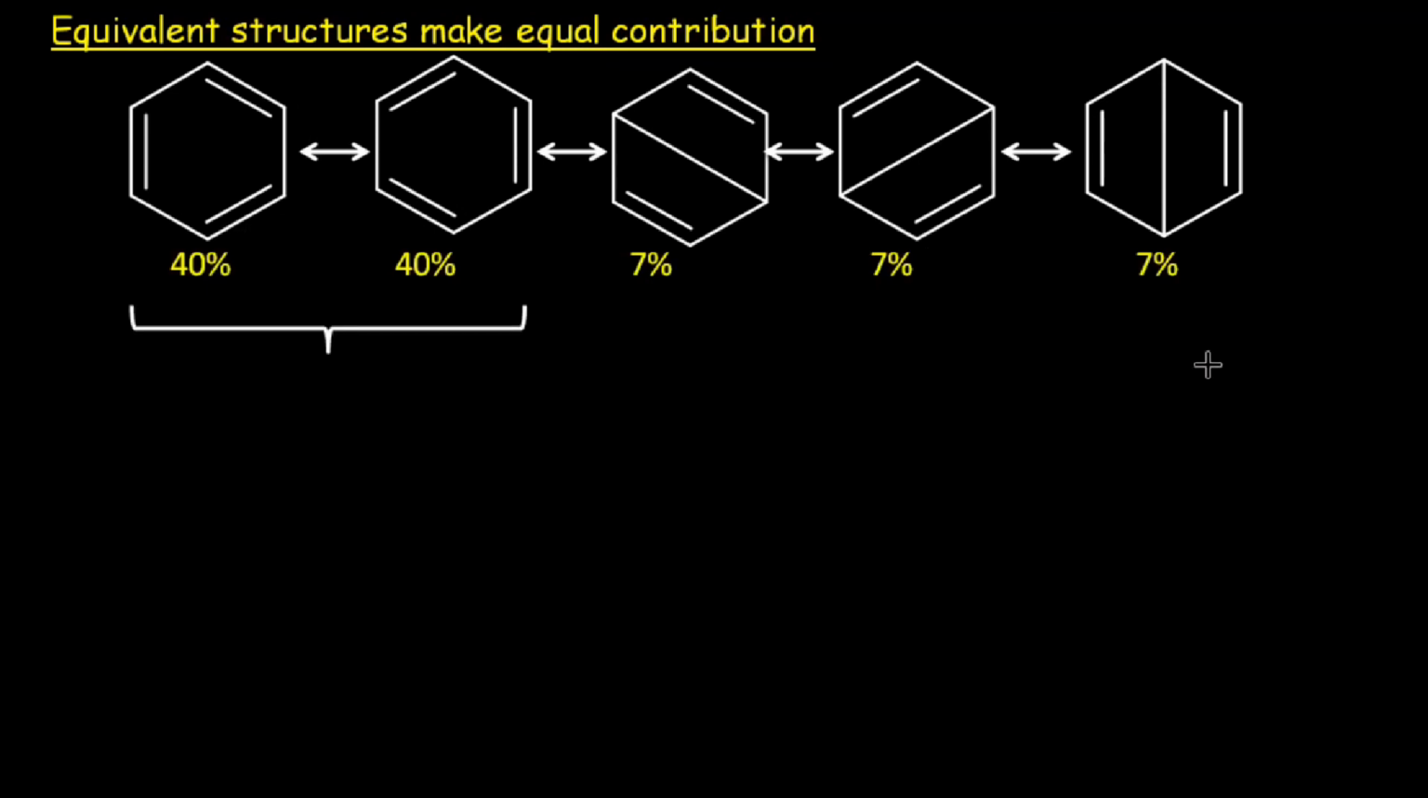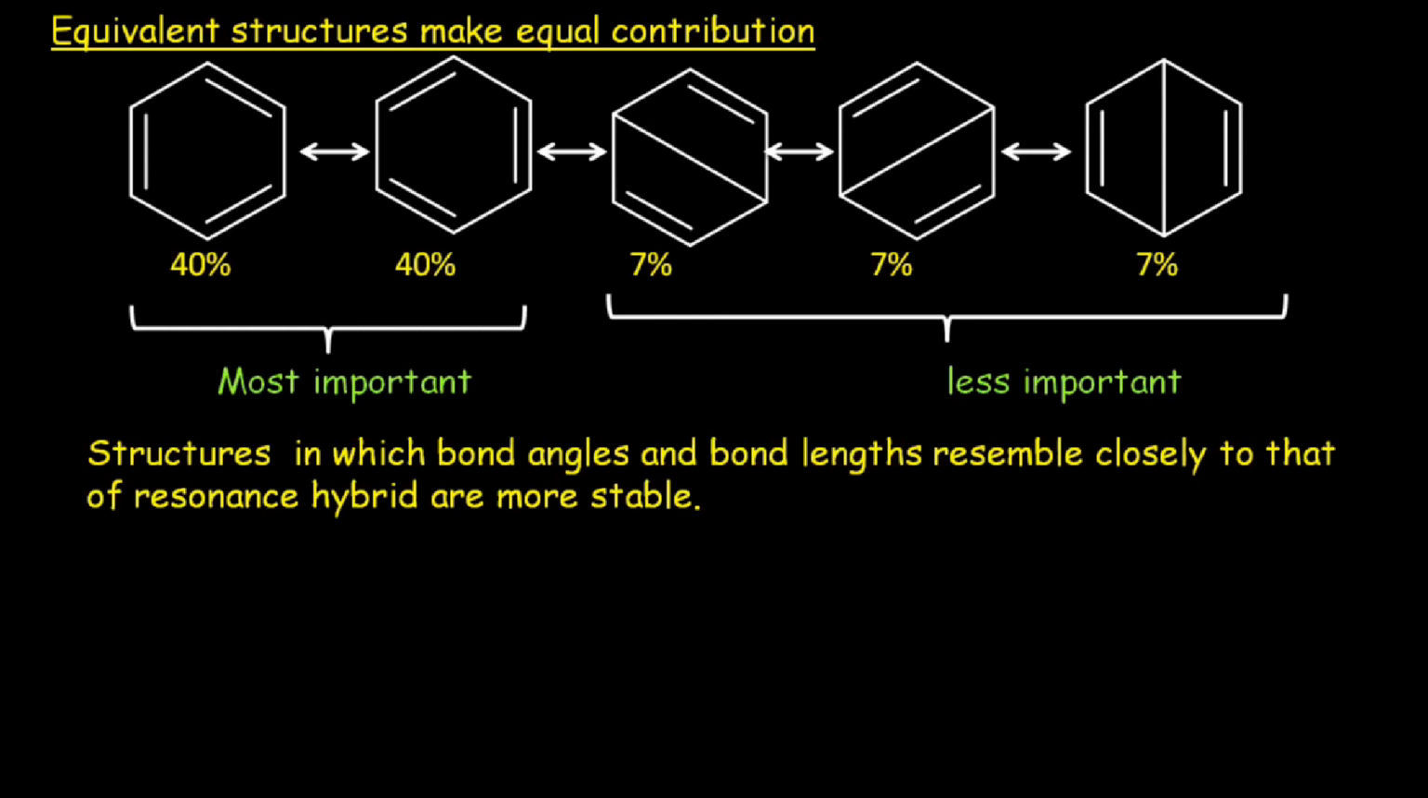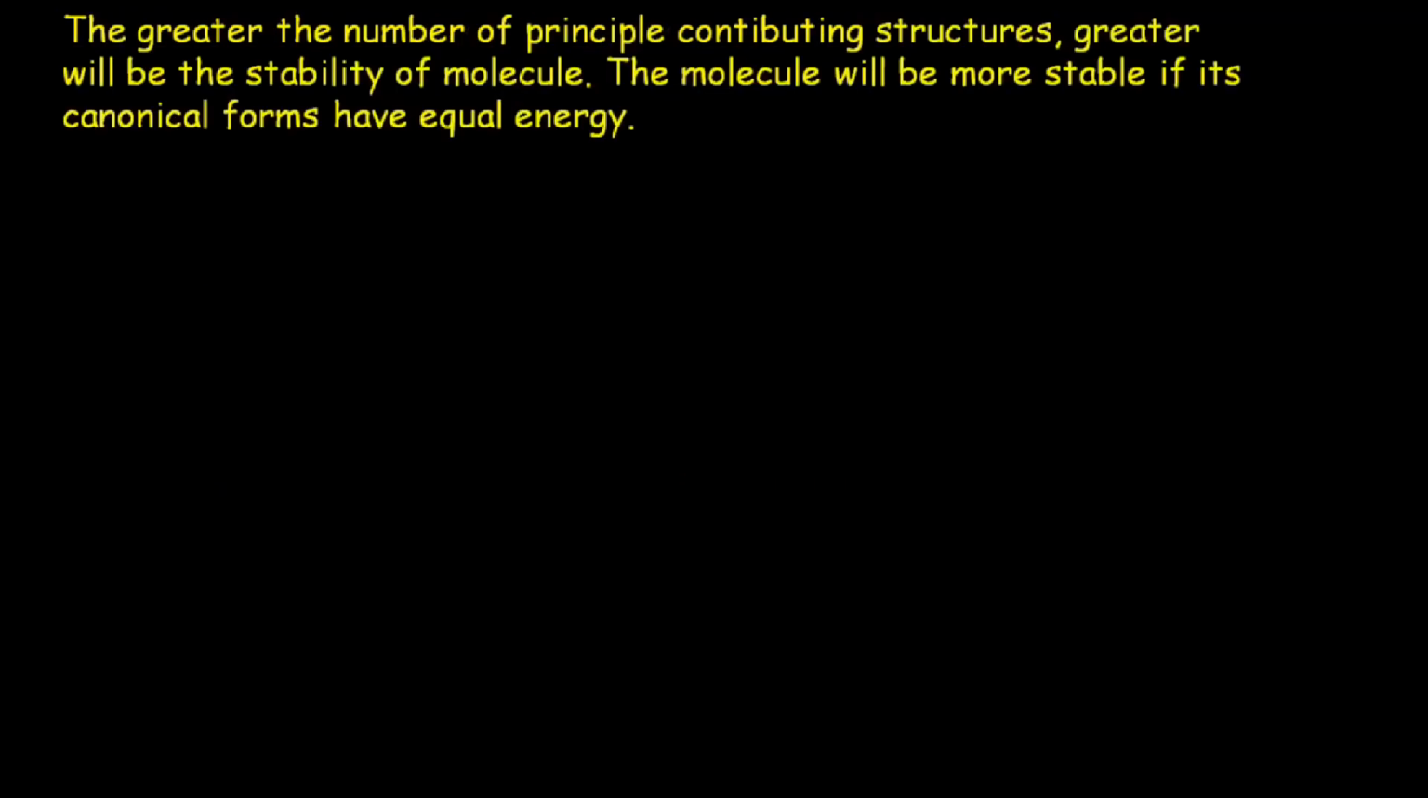But Kekule structures are more important while the Dewar structures are less important, because the resonance hybrid more closely resembles the Kekule structure. So we can conclude that the structures in which bond angles and bond lengths resemble closely that of the resonance hybrid are more stable. The greater the number of principal contributing structures, the greater will be the stability of the molecule, and the molecule will be more stable if its canonical forms have equal energy.